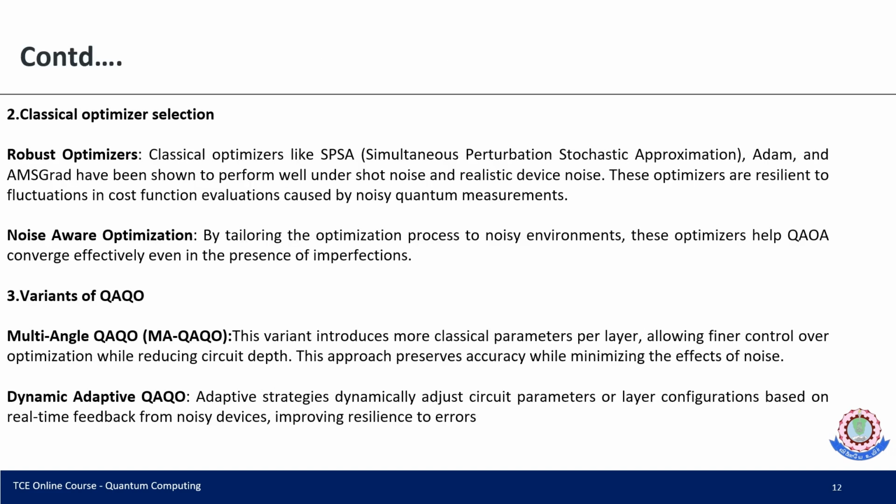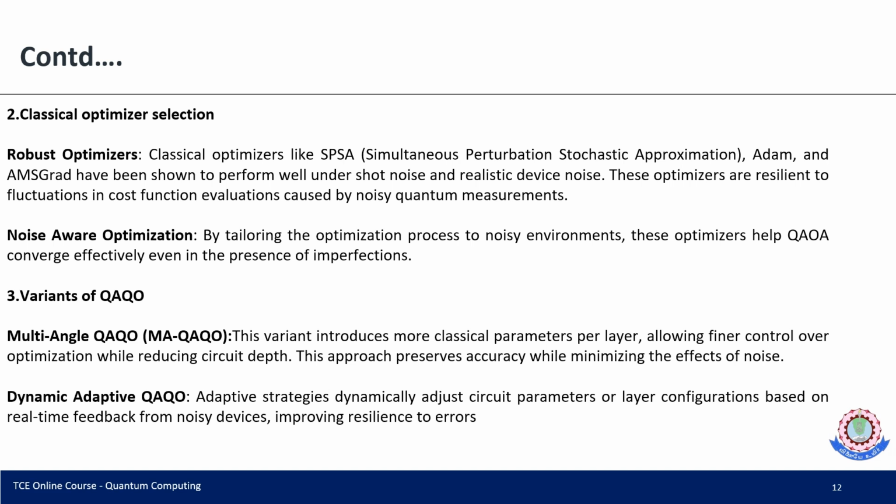The second one is classical optimizer selection. Robust optimizers: classical optimizers like simultaneous perturbation stochastic approximation and other approximation algorithms perform well under shot noise and realistic device noise. These optimizers handle cost function evaluation errors caused by noisy quantum measurements. Noise-aware optimization: in the optimization process in a noisy environment, these optimizers help QAOA converge effectively even in the presence of imperfections.